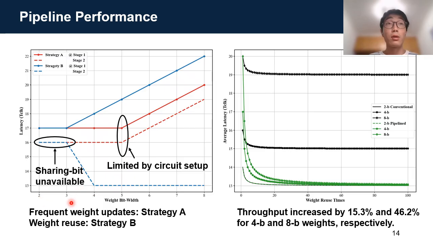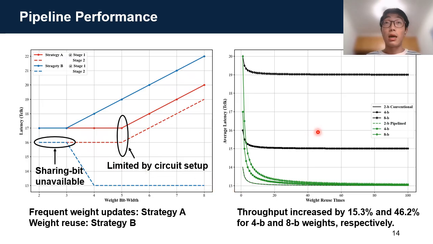And here are 2 points: for precision of 2-bit and 3-bit, because there is no other sharing bit, the latency stays at the same high level. And for strategy A, when the weight precision is lower than 5-bit, the latency is limited by the circuit setup.